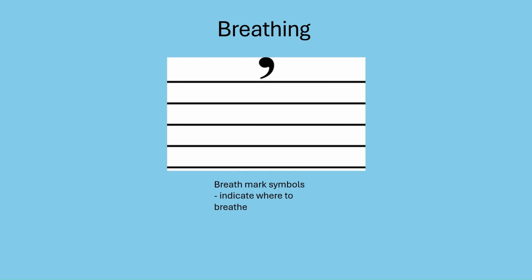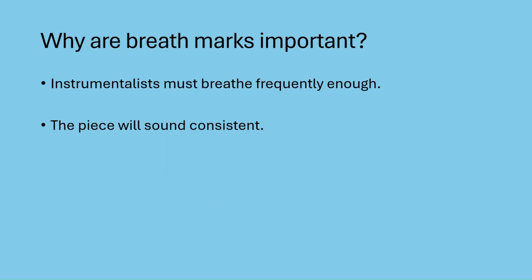For an example in a real piece of music, like the second part of Twinkle Twinkle, a breath mark would probably be placed in between the two musical phrases, which would instruct a performer to breathe there, like this. This is important so musicians can breathe frequently enough and the piece can still sound consistent.